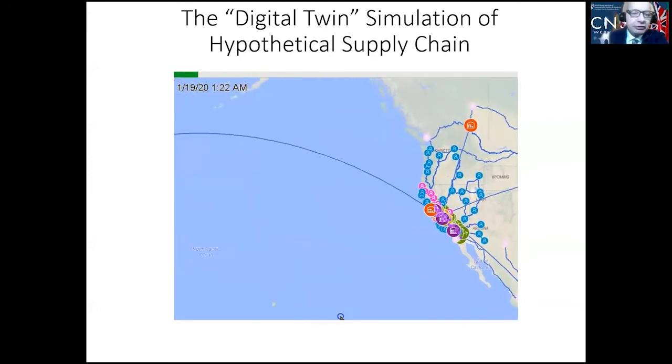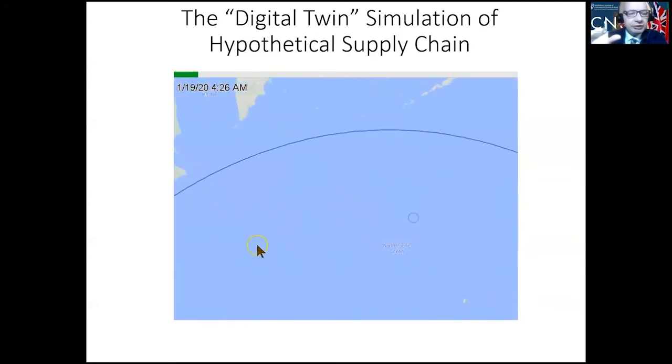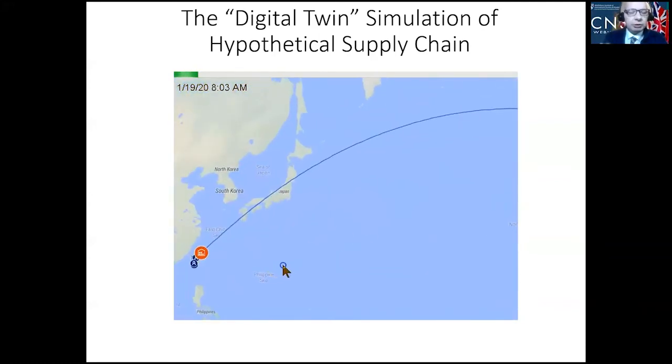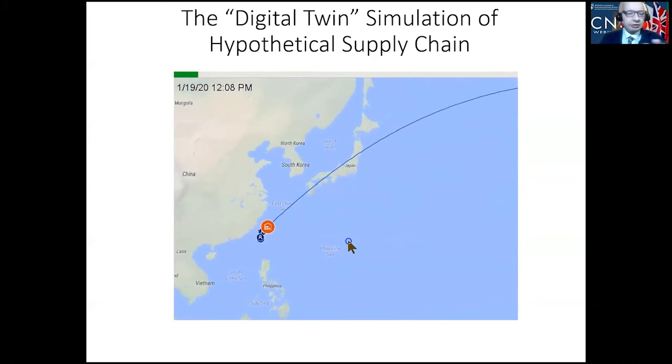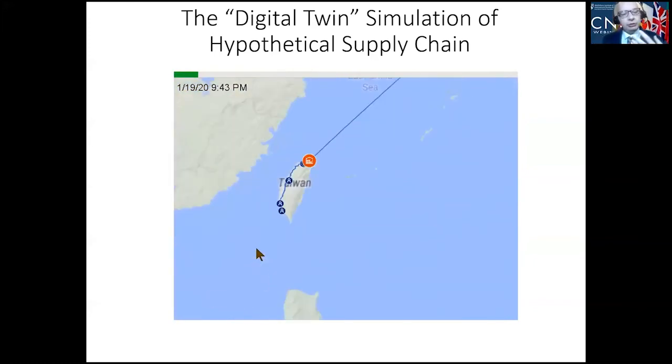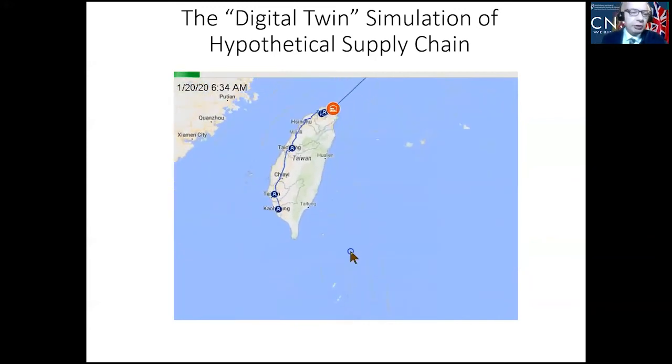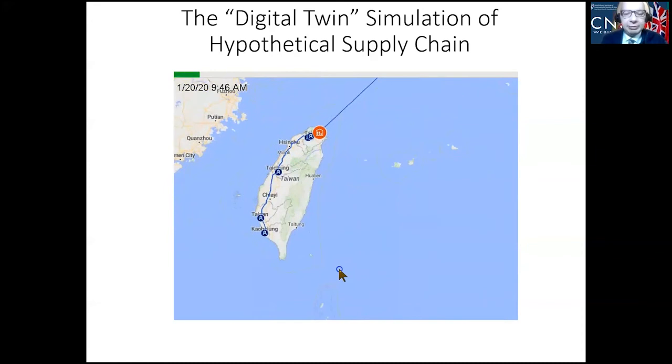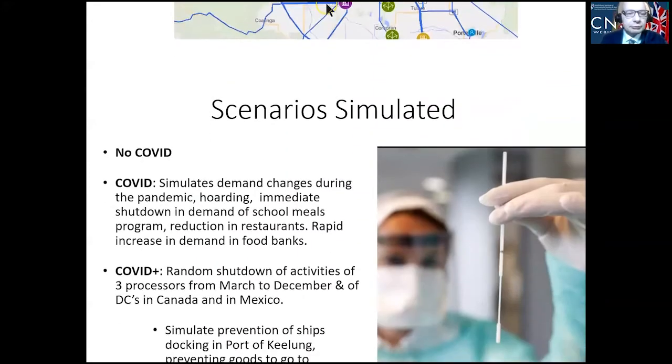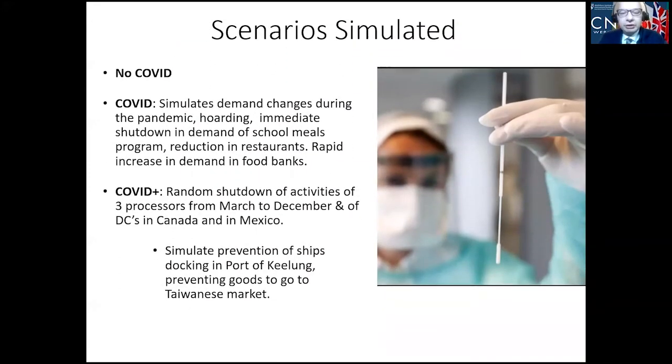So it kind of gives you a sense of what this software is doing, which is trying to model the movement of all these products through the supply chain, the transportation, and then you can also affect the transportation by changing different variables and so on because of the pandemic. So these are the scenarios that we simulated in our kind of toy model.